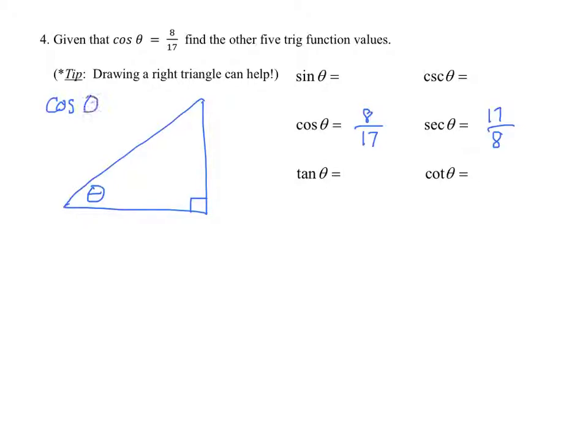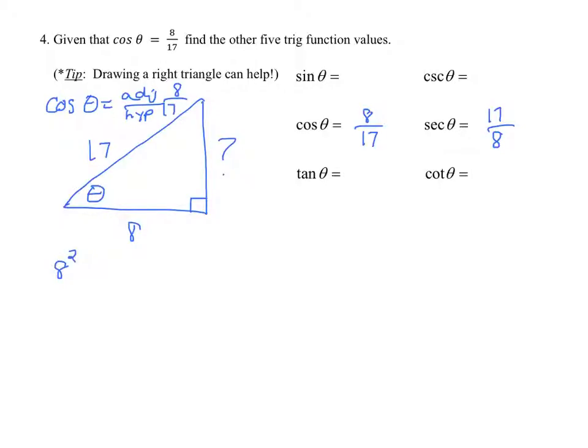17, what is cosine? Cosine of theta, that's adjacent over hypotenuse. So the adjacent side is going to be 8. The hypotenuse is going to be 17. So we just have to figure out this side. Okay? And what do I use? Well, Pythagoras to the rescue.